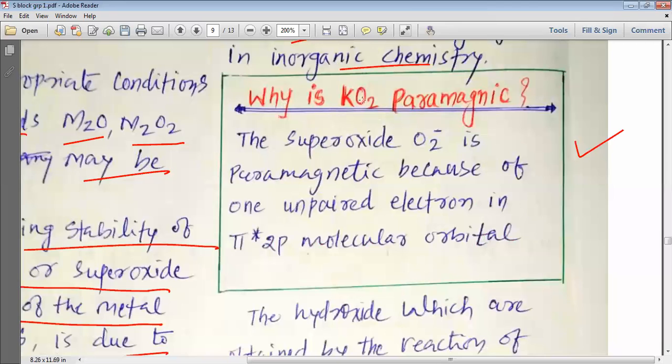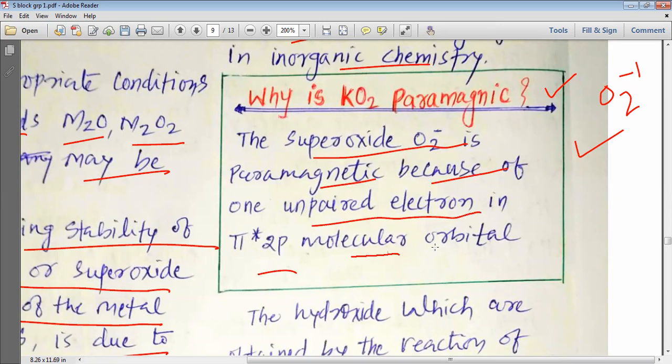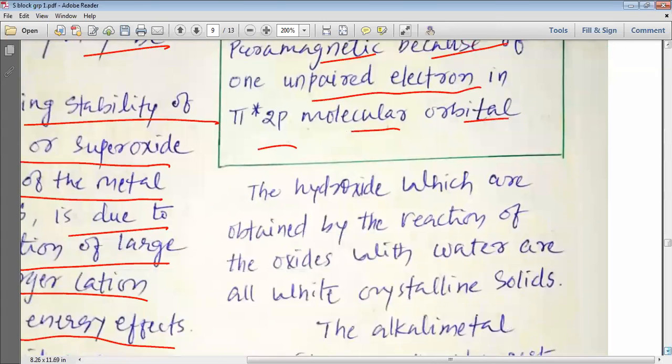Now the question: why is KO2 paramagnetic? If you write the electronic configuration for O2 minus according to the MO theory, molecular orbital theory, you will come to know that O2 minus is paramagnetic in nature, and that is why KO2 is also paramagnetic in nature. The superoxide ion O2 minus is paramagnetic because of the unpaired electron present in the pi star 2p molecular orbital, and that is why KO2 is also paramagnetic.